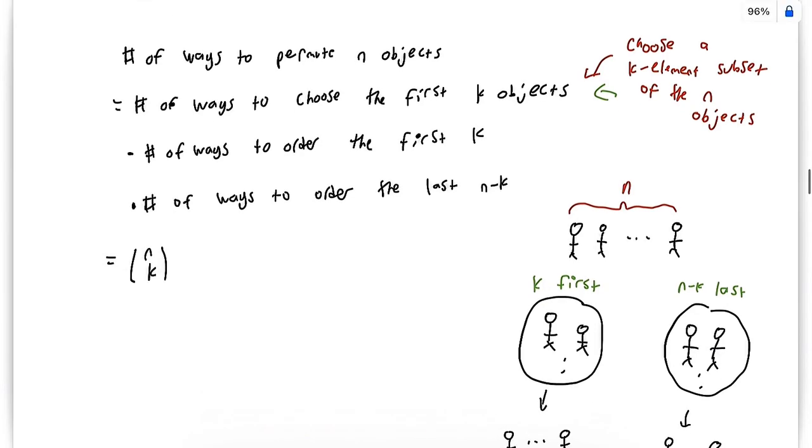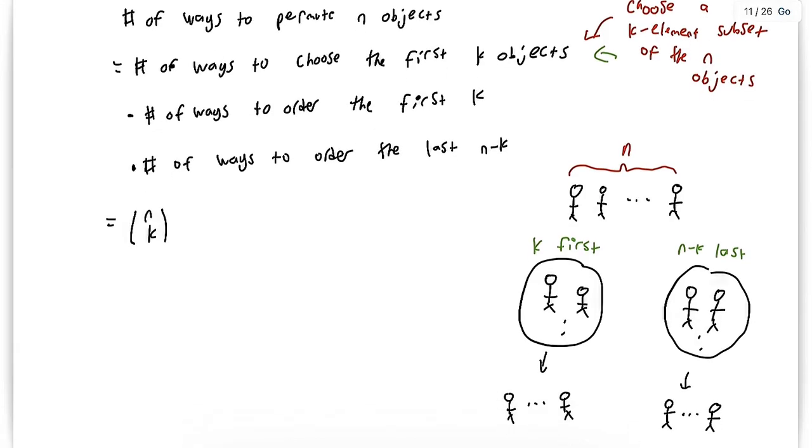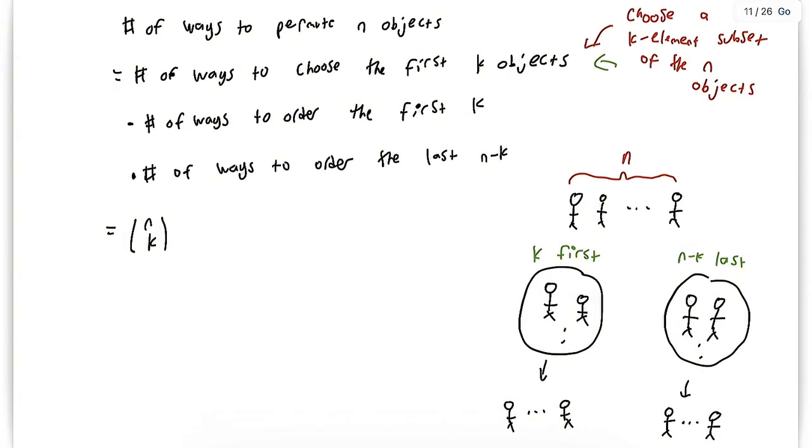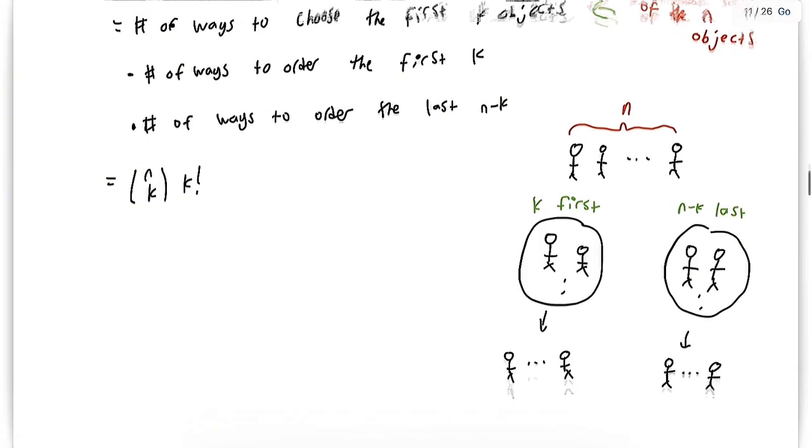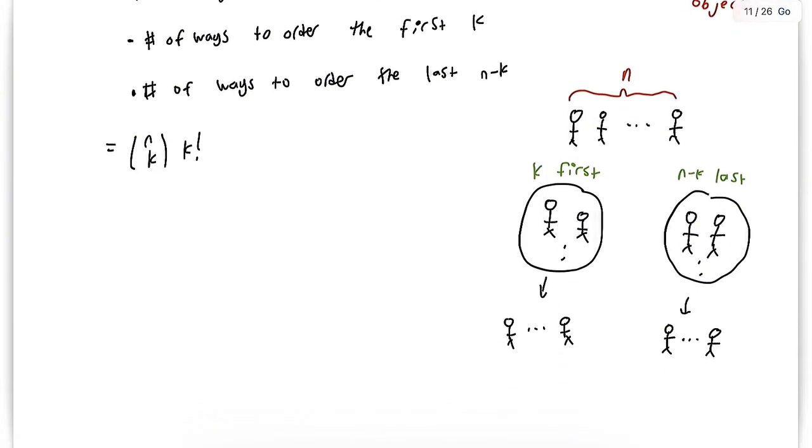What about the number of ways to order the first k people? Well, this is just the previous proposition. We said the number of ways to order n things is n factorial. So the number of ways to order the first k things is just k factorial. Once they're in this little camp here, this little group of people, we just order them, and there's k factorial ways to do that because there's k of them. And similarly here, when we're ordering these n minus k people, well, there's n minus k of them, so there's n minus k factorial ways to order them.